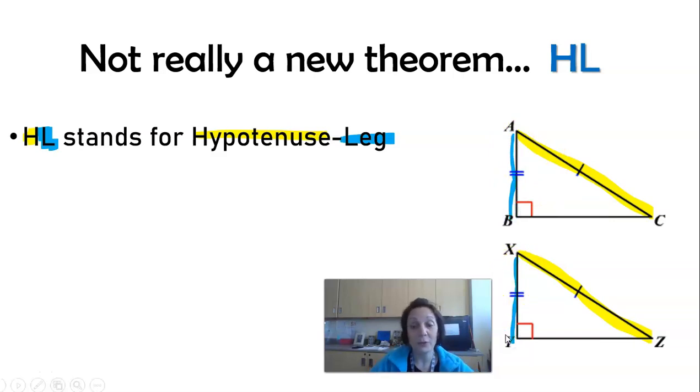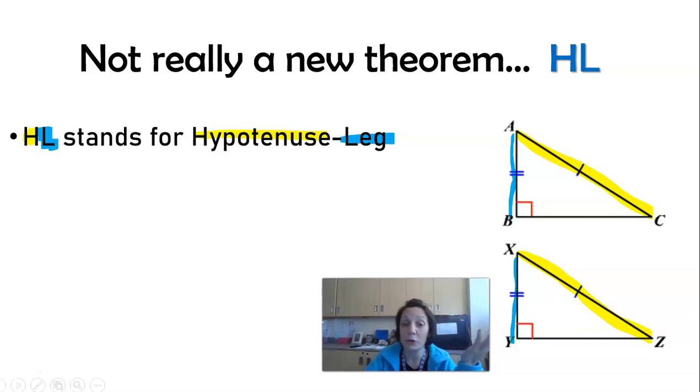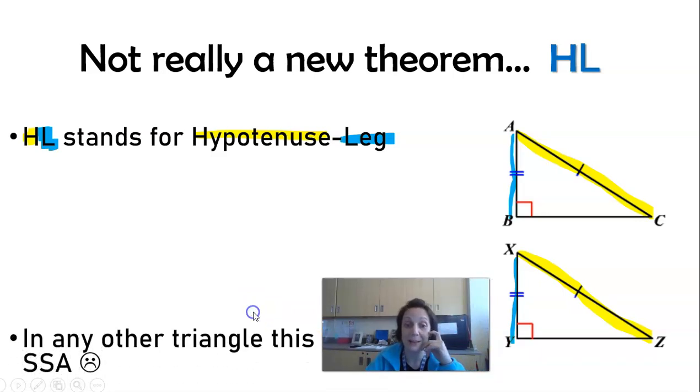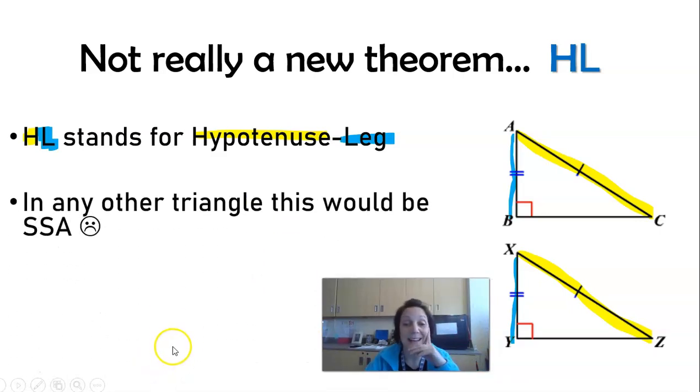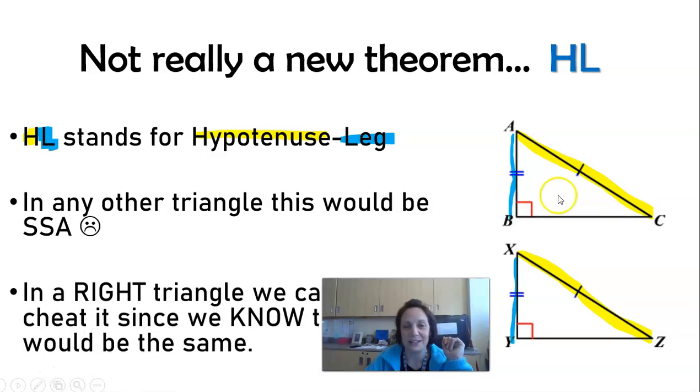Okay? So if you've got a right triangle, all you have to have is two markings, hypotenuse and a leg, and you're good to go by the hypotenuse leg theorem. Again, in any other triangle, this would be a problem, because this would be two sides and the wrong angle. But this isn't any other triangle. This is a right triangle, so we get to cheat.